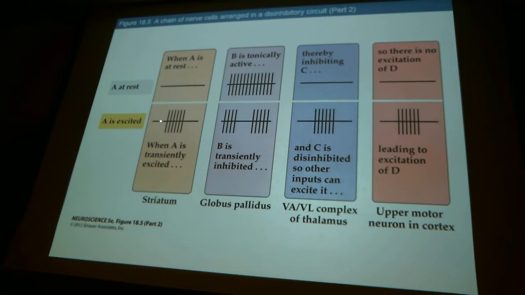When the striatum is activated, it's getting inputs from the cortex. So the striatum cells are now active. They're inhibiting the globus pallidus. That removes inhibition from the thalamus, which now fires, which then activates the cortex.